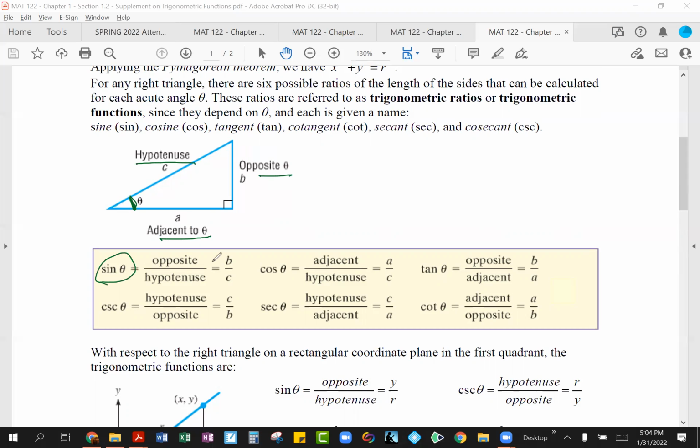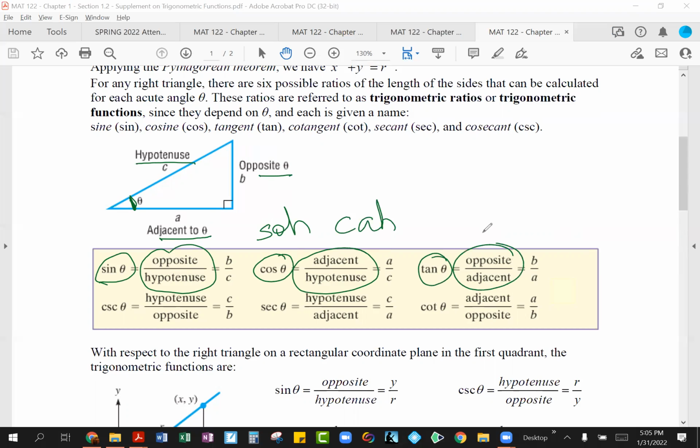So my sine is going to be opposite over hypotenuse, so that's your SO. Cosine is going to be adjacent over hypotenuse, so that is CA. Tangent is opposite over adjacent, so that's going to be TOA. Now remember, these are the three main functions for trigonometry.